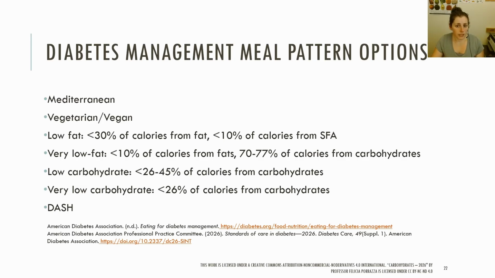This would include non-starchy vegetables, healthy fats, protein from meat, fish, poultry, shellfish, eggs, cheese, nuts, and seeds, and quality carbohydrates, but in limited amount. A very low carbohydrate diet, which is defined as less than 26% of calories from carbohydrates, has been shown to assist with weight loss, reducing A1C, lowering blood pressure, increasing HDL, and lowering triglycerides.